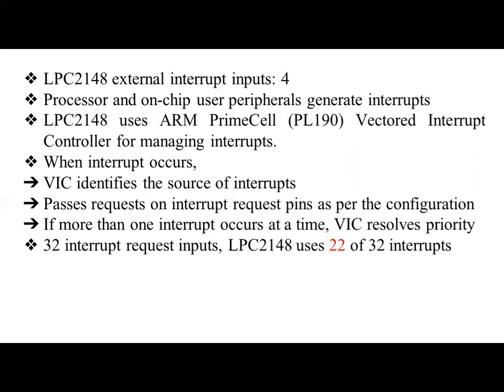Now here, LPC2148 external inputs for the processor and on-chip user peripherals generate interrupts. LPC2148 uses the ARM PrimeCell, for example the PL190 vectored interrupt controller, for managing the interrupts. When an interrupt occurs, the VIC identifies the source of the interrupt and passes the request on the interrupt request pins as per the configuration. If more than one interrupt occurs at a time, the VIC resolves priority among the 32-bit interrupt request inputs. LPC2148 uses 22 out of 32 interrupts.